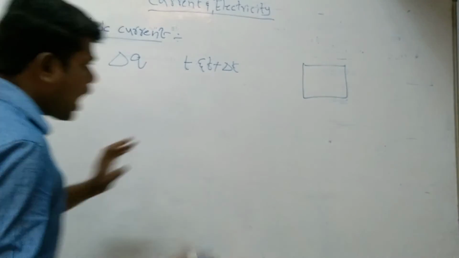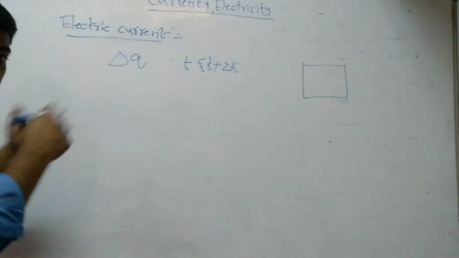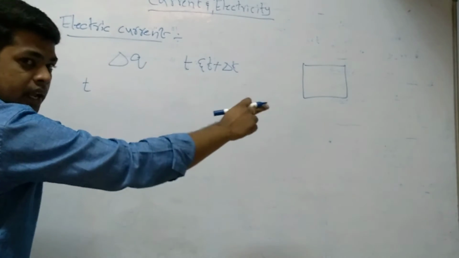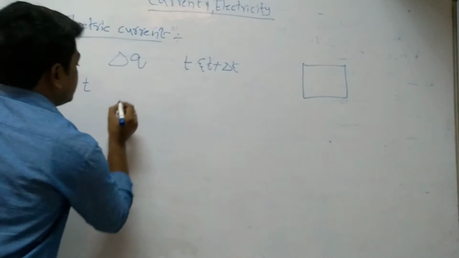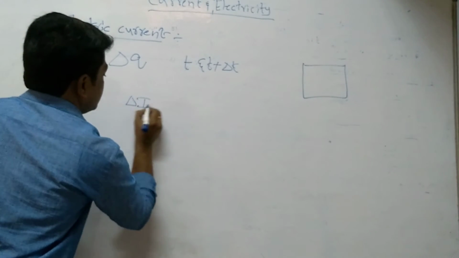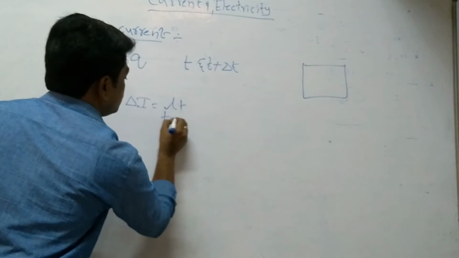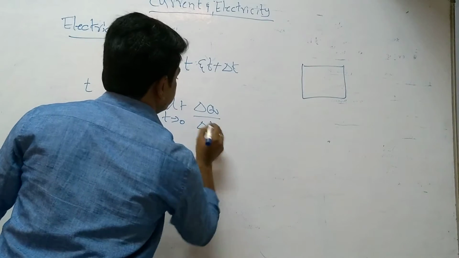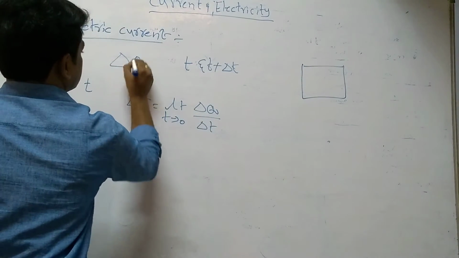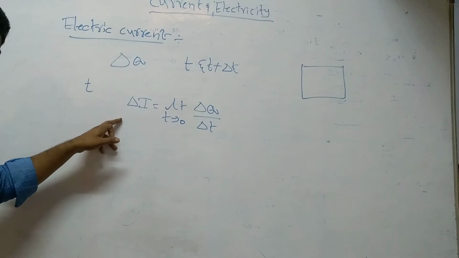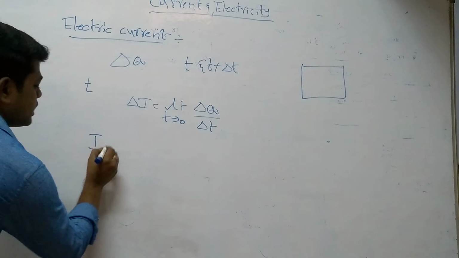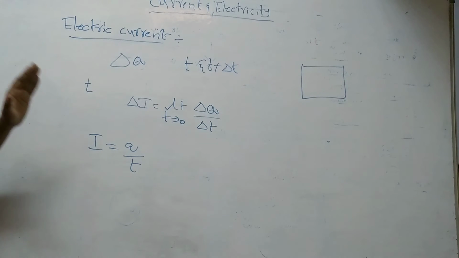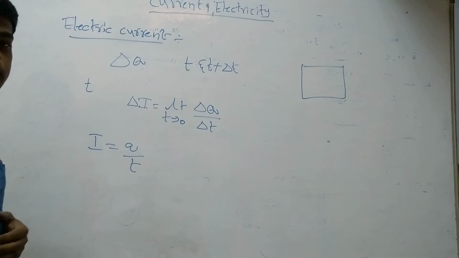So at any time T, the change in current in that area is delta I equal to limit delta T tends to 0 of delta Q by delta T. So this is the change in current equation, and the earlier one is the steady state current equation. You know that the current is measured in amperes in SI units. So that is the electric current.